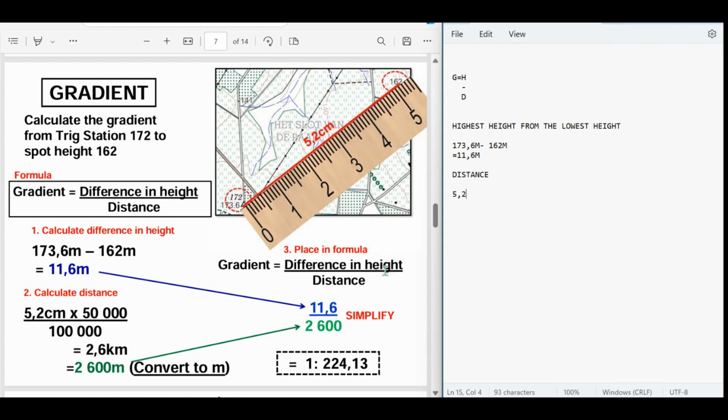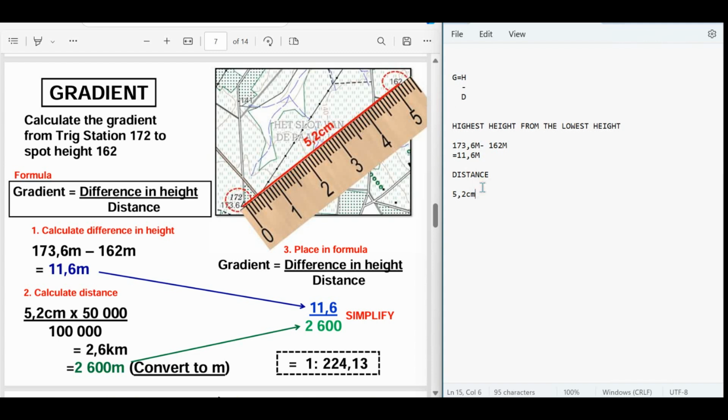The 5.2 centimeters that we find, we need it in meters, since gradient is always calculated in meters, because the gradient is the relationship between the height and distance. Fortunately, it can also be calculated in kilometers, but the end of the answer must always be in meters.